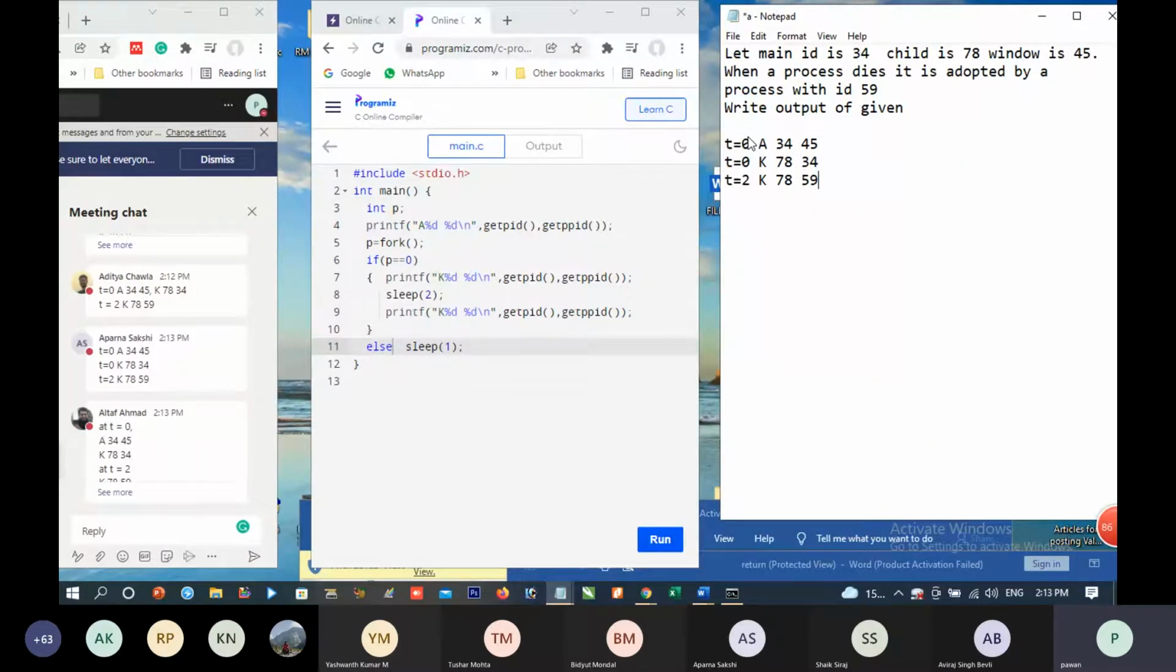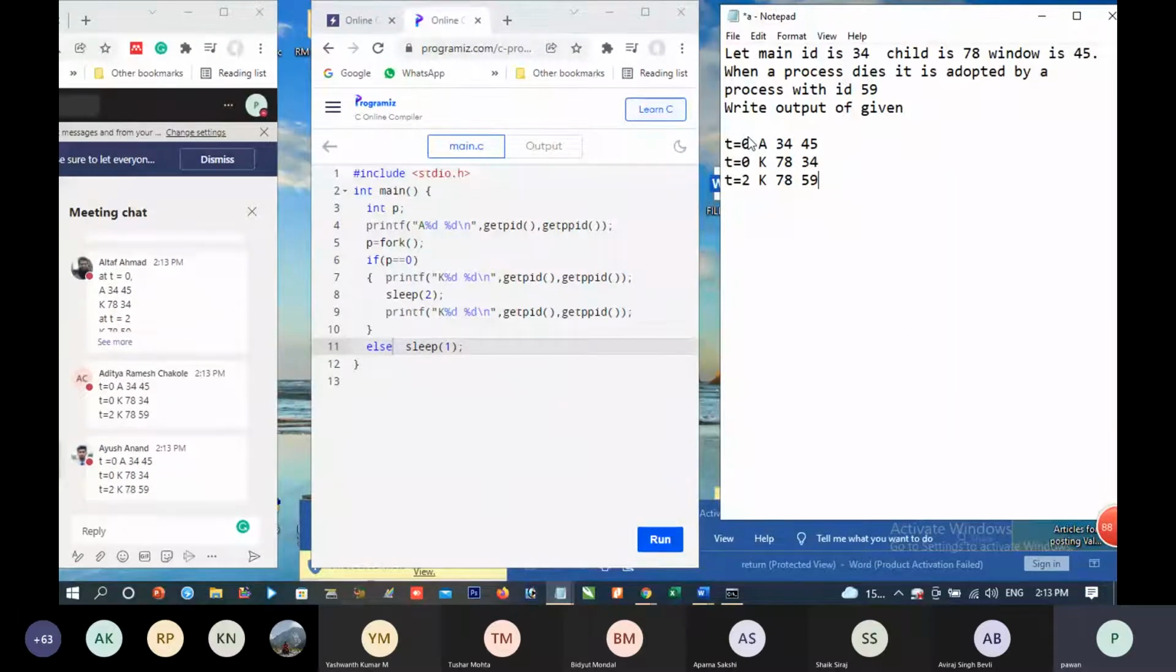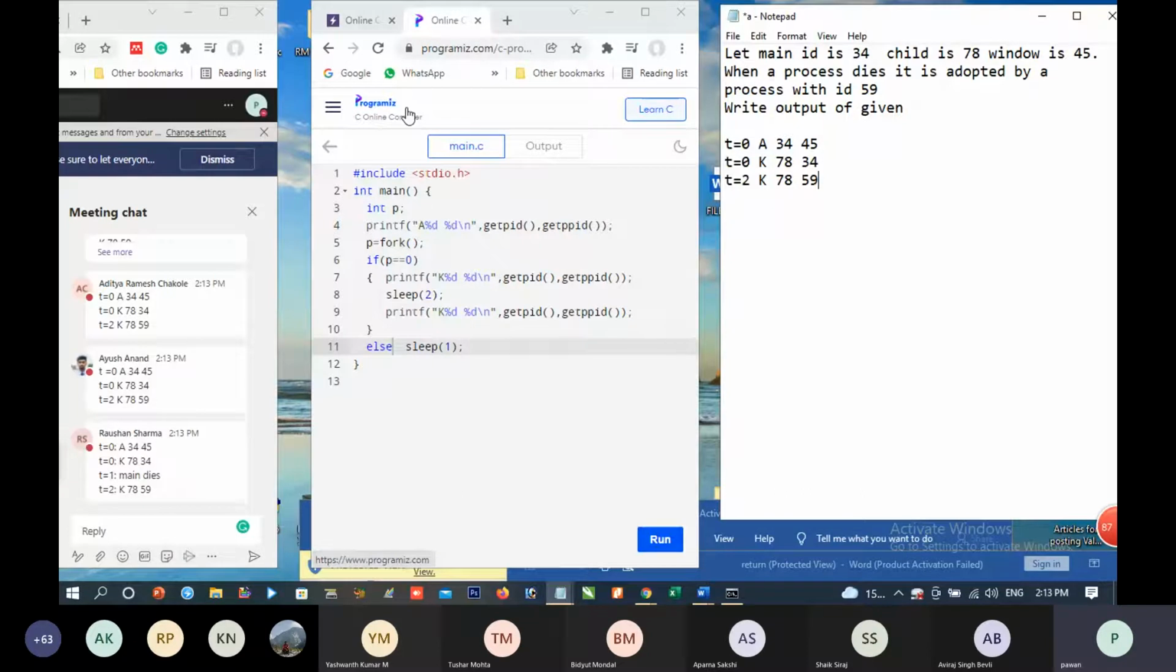Now we shall see this output is depending upon the operating system. At present, we are using program Z editor. Now we shall use another editor, let us see this editor.